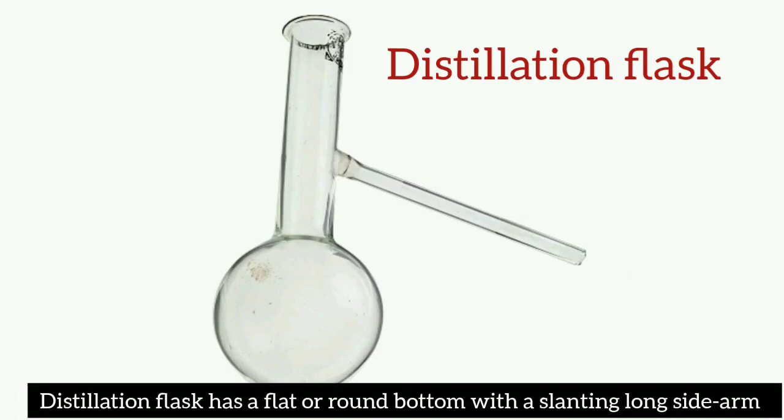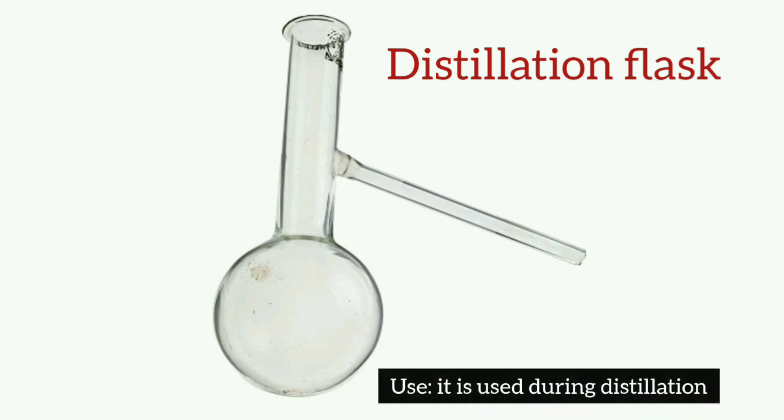The next one we're looking at is a distillation flask, just as the name implies. We use it during the distillation process. Distillation flask has a flat or round bottom with a slanting long side arm. What do we use it for? It is used during the distillation process.